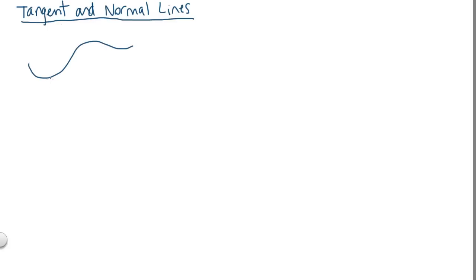In this video, we're going to take a look at tangent lines and normal lines. Let's start with a quick sketch. Let's say we've got a generic curve here. Just choose a point on that curve, and let's draw the tangent line to that point. So maybe our tangent line looks something like that.